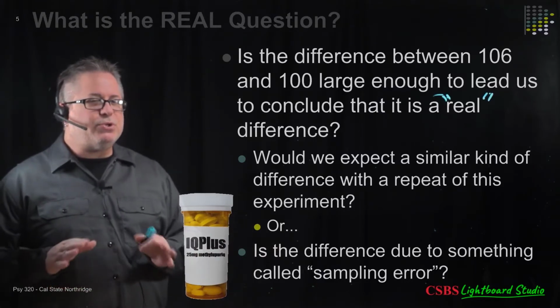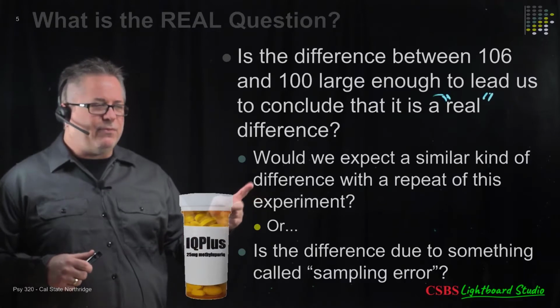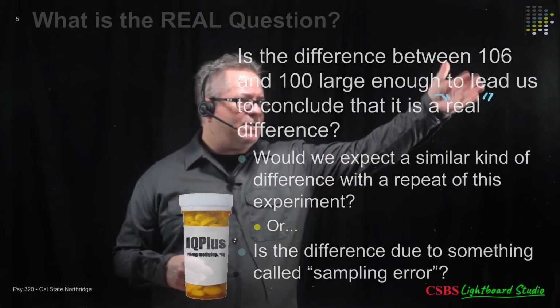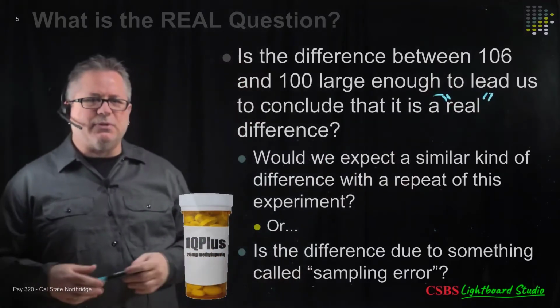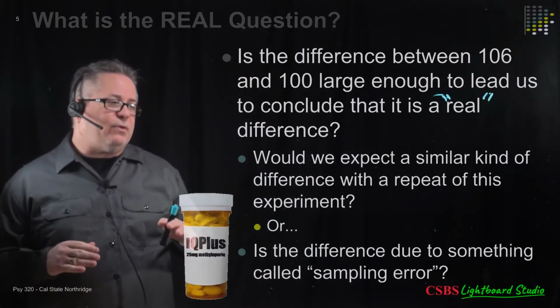So there's two different things going on. Because you might be thinking, well, I don't really care if we do it again and get a similar result. I want to know, is that 6 unit change meaningful? Is that a real difference? So there's two different questions. Is this something that is occurring by chance?